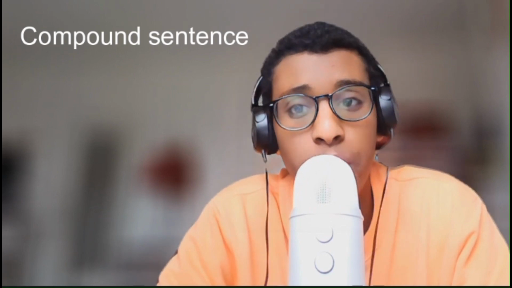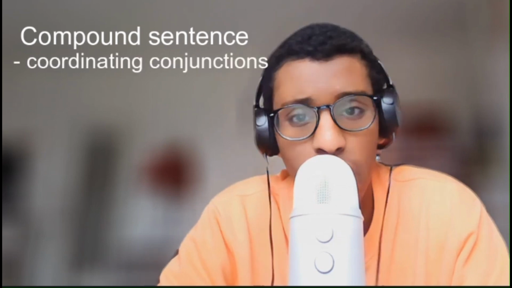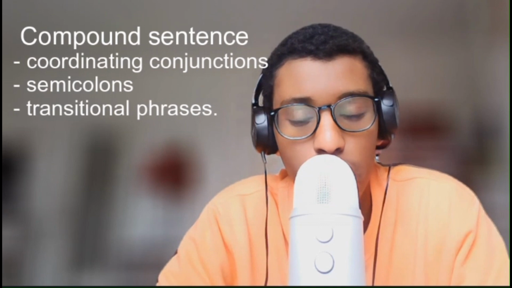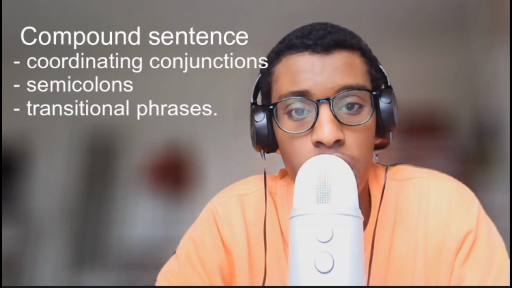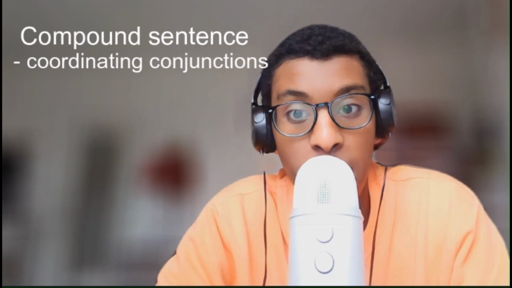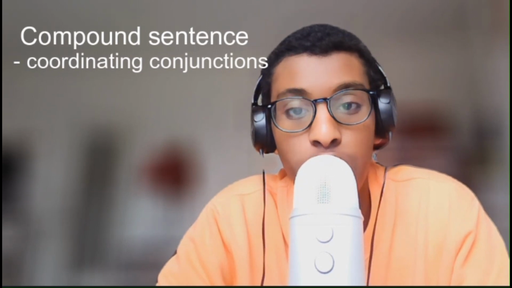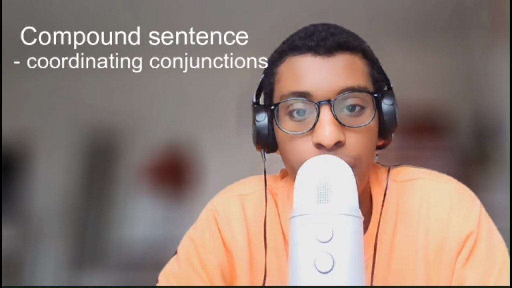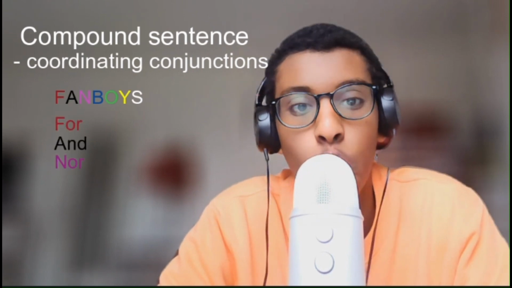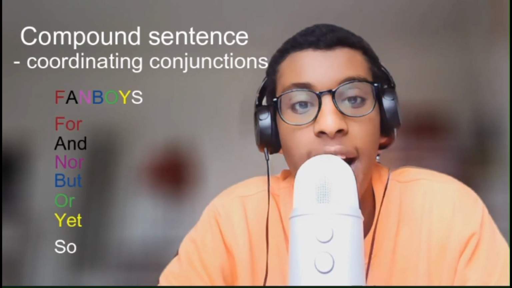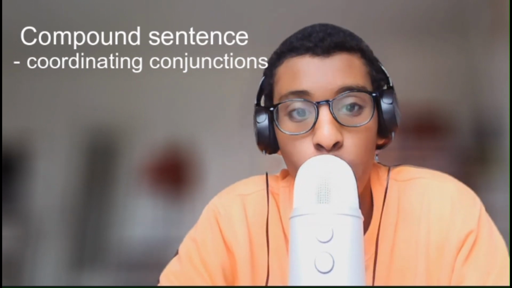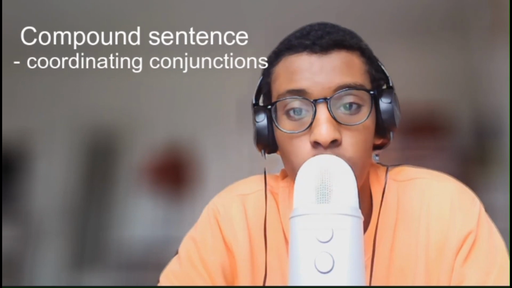There are several effective methods for constructing compound sentences, including the use of a coordinating conjunction, a semicolon, and a transitional word. One of the most common methods for creating compound sentences involves the use of a coordinating conjunction. A helpful mnemonic to remember these conjunctions is FANBOYS, which stands for for, and, nor, but, or, yet, and so. Each conjunction has its own role in connecting thoughts, helping to clarify the relationship between them.